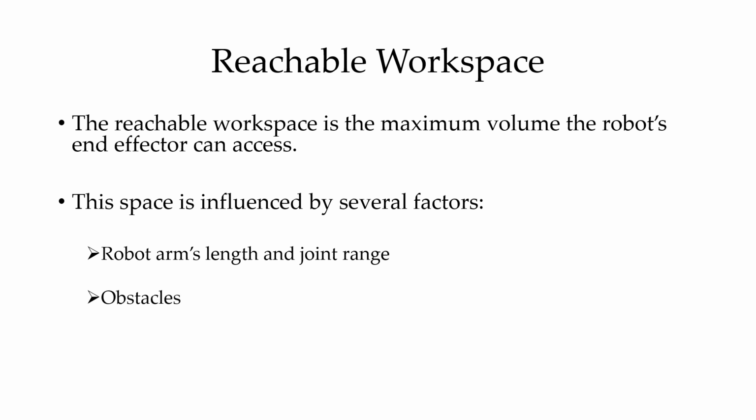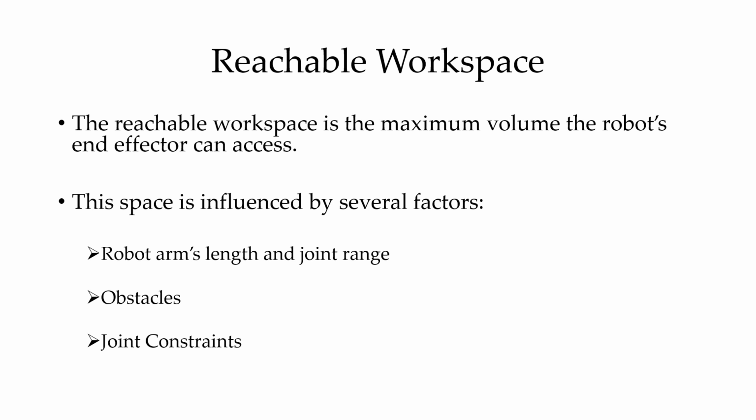The next one is obstacles. If there are obstacles in between, then those areas also will not be accessible by the robotic arm, so that also determines the reachable workspace. Similarly, the third one is joint constraints. Every joint will have some kind of constraints. Maybe it can't take some range of angles. That also affects the reachable workspace.